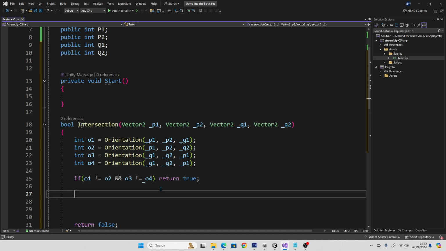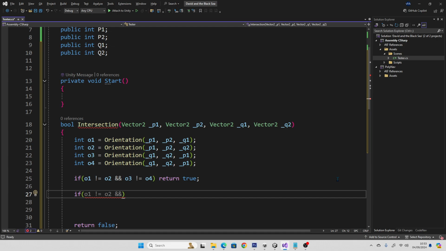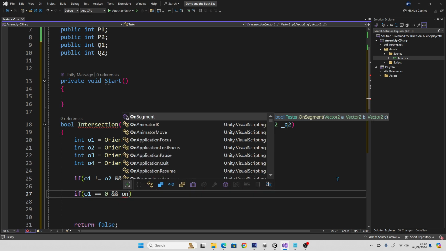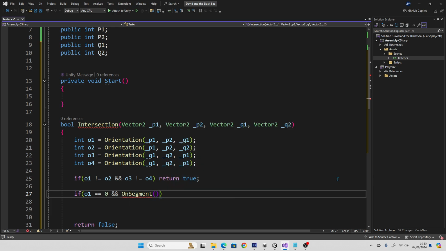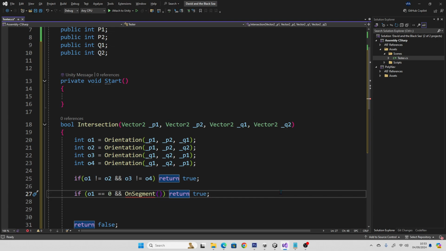However, when we get zeros that come in, zeros means it's collinear. So now we have to check to see, are we on the same line? So I'm going to check first if O1 is equal to zero. And we're looking for true or false as to whether it's on segment. And if that's the case, we're going to return true. And on segment, we are going to be putting in P1, Q1, and P2.